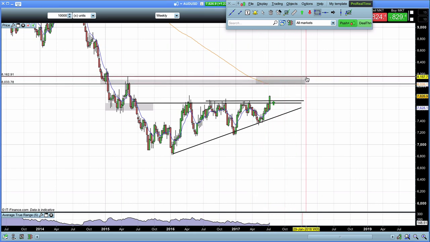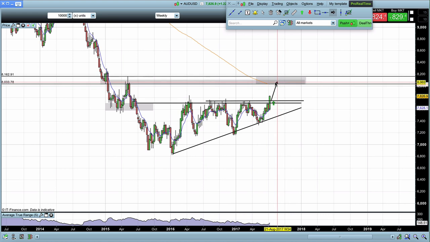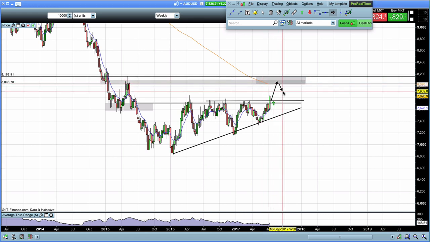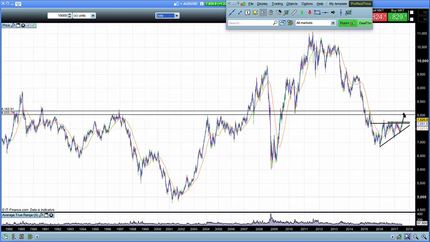So right here, if we accept above this level, very, very likely the market is coming up to test these levels, which would then become, especially with the MA200 in here, a good potential level to look for resistance. So those are the main things I am now watching on this market. Let's have a look at this on the daily time frame.